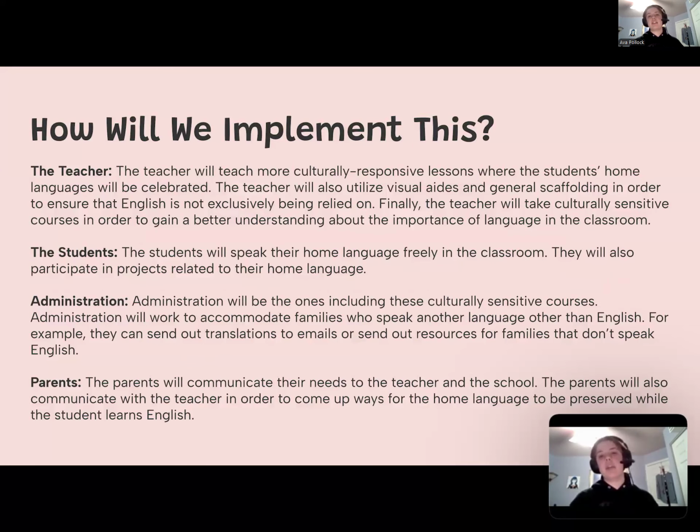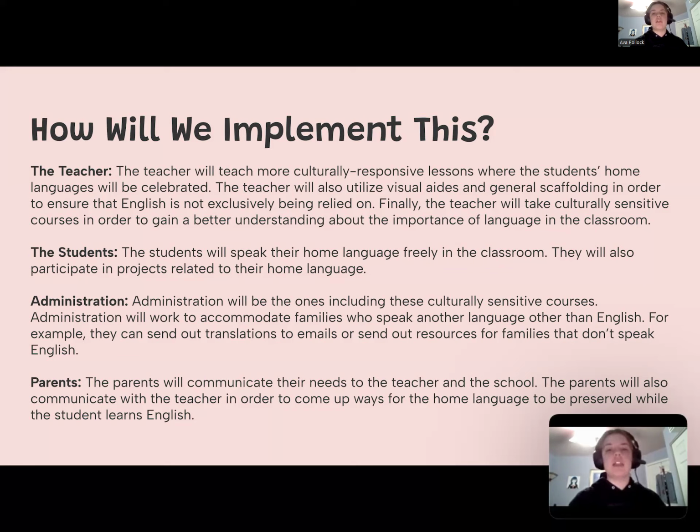How will we implement this? Well, the teacher will teach more culturally responsive lessons where the students' home languages will be celebrated. This could look like a little about me project, or this could be even centering novel studies on novels from that country. The teacher will also utilize visual aids and general scaffolding in order to ensure that English is not exclusively being relied on. And finally, the teacher will take culturally sensitive courses in order to gain a better understanding about the importance of language in the classroom.